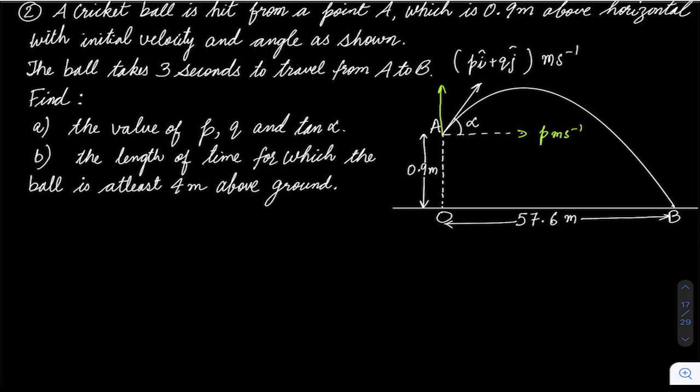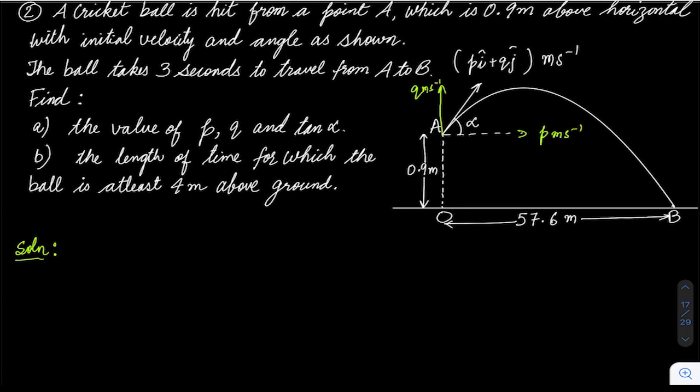So now the angle is not given. Directly they have given the horizontal and vertical velocities. Okay. The ball takes 3 seconds to travel from A to B. So A to B takes 3 seconds. Okay. So B is a point on ground. Okay. Find the value of P, Q and tan alpha, and the length of time for which the ball is at least 4 meters above ground. Okay. So let's try this question.